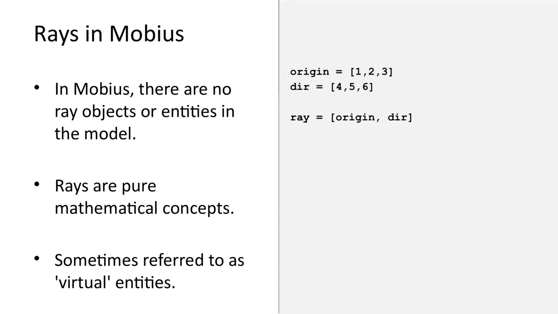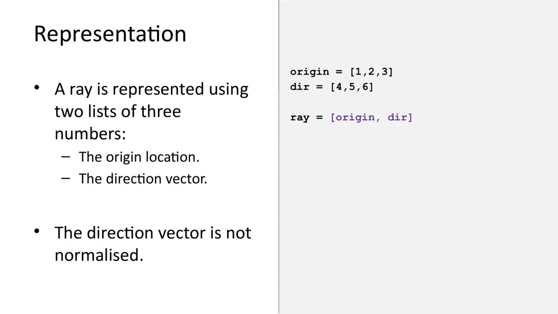A ray is a purely mathematical concept. In Mobius, rays are used by various functions to perform operations, but there is no geometric entity for rays. In Mobius, a ray is represented as two lists of three numbers. The first list is the origin of the ray. The second list is a vector specifying the direction of the ray.